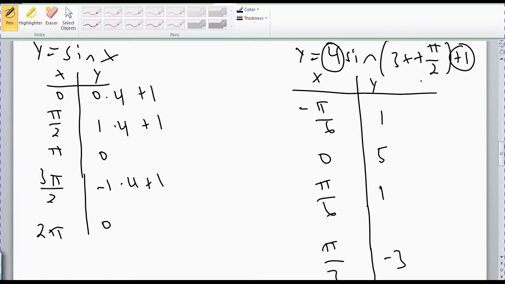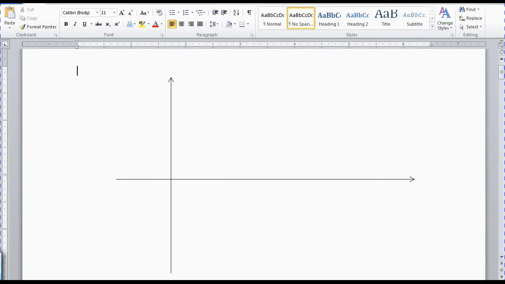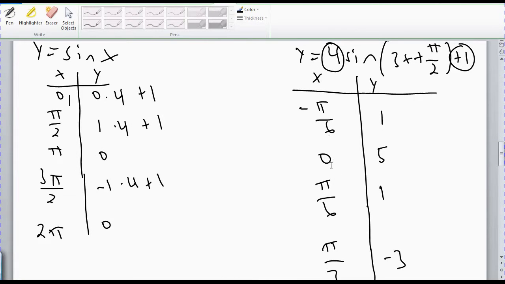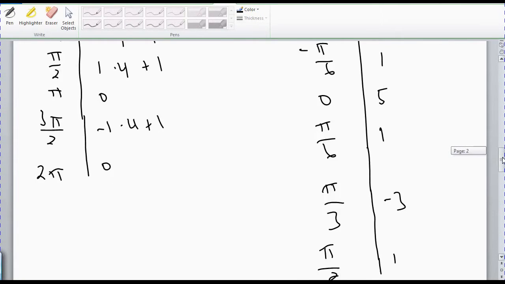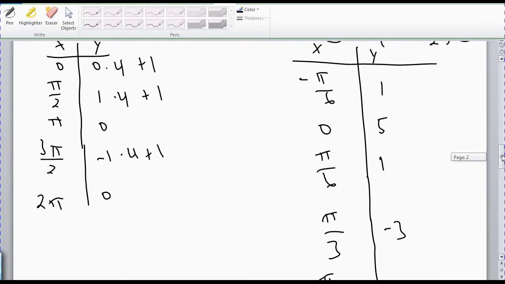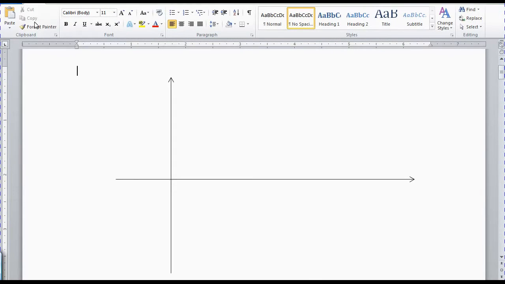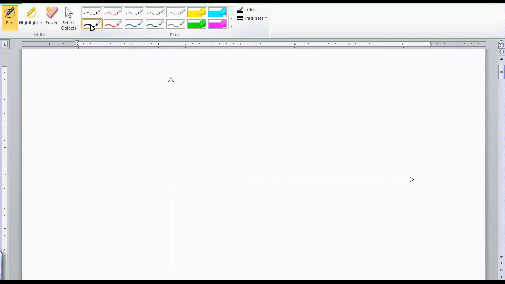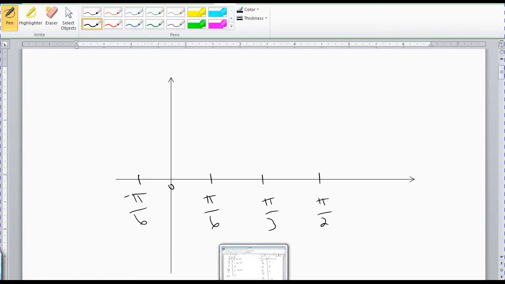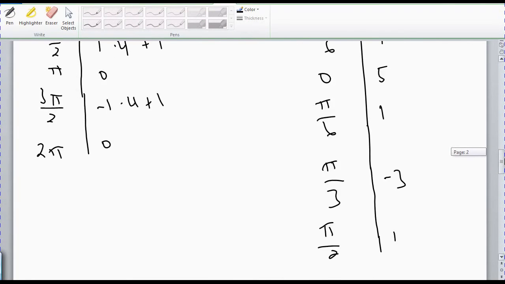And now I have my points, and I'm going to graph this. I'm going to take out a blank graph, and I'm going to do negative pi 6, 0, pi 6, pi thirds, pi halves. So negative pi 6, 0, pi 6, pi thirds, pi halves, and it goes from negative 3 to 5.